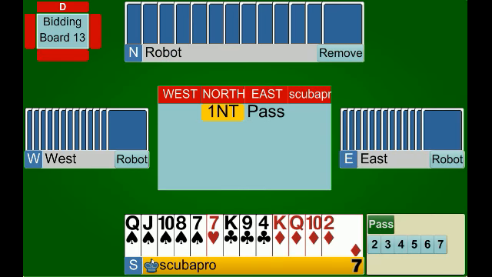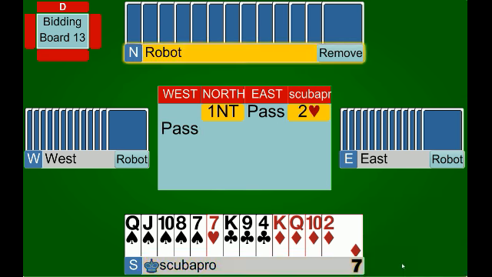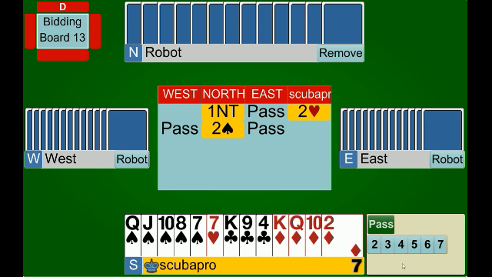Here's an interesting situation that's a little different than the ones we've seen before. We definitely know we have game, and we're not sure where it is yet, so we're going to transfer first to show our 5-card spade suit. And after partner bids 2 spades, we could jump to 3 no trump, which would communicate that we have enough for game, and exactly 5 spades.